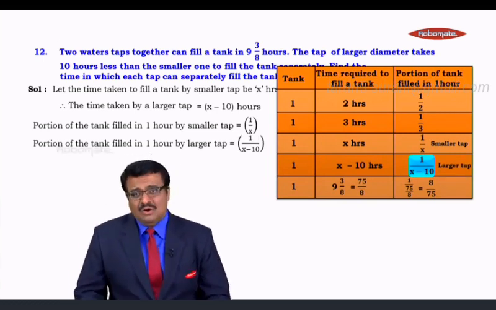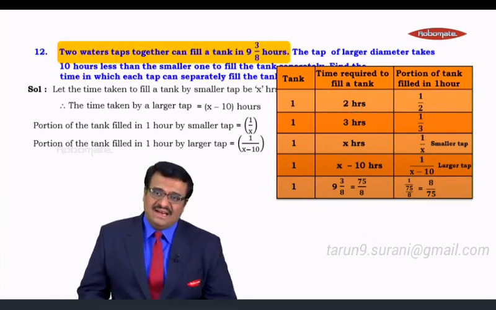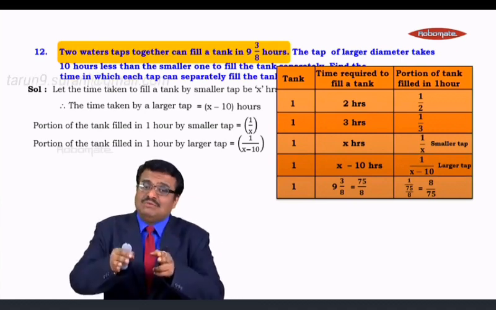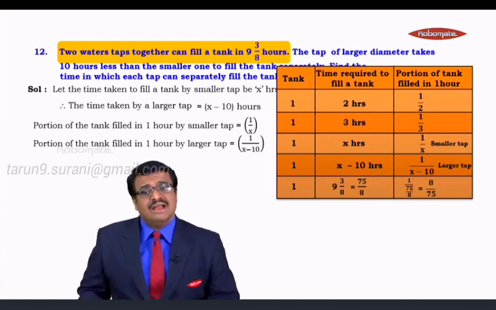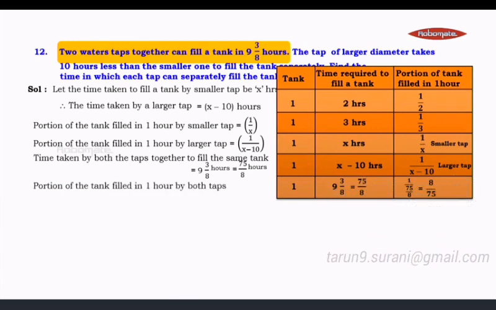Now, we know two taps can together fill the tank in 9 3/8 hours. What is this 9 3/8? Time taken by two taps to fill the tank. Both the taps, if they are running together, will fill the tank in 9 3/8 hours. So time taken by both the taps to fill the same tank is how much? 9 3/8 hours, which is nothing but 75 upon 8 hours. Right? So the portion of the tank filled in 1 hour by both the taps will be how much?